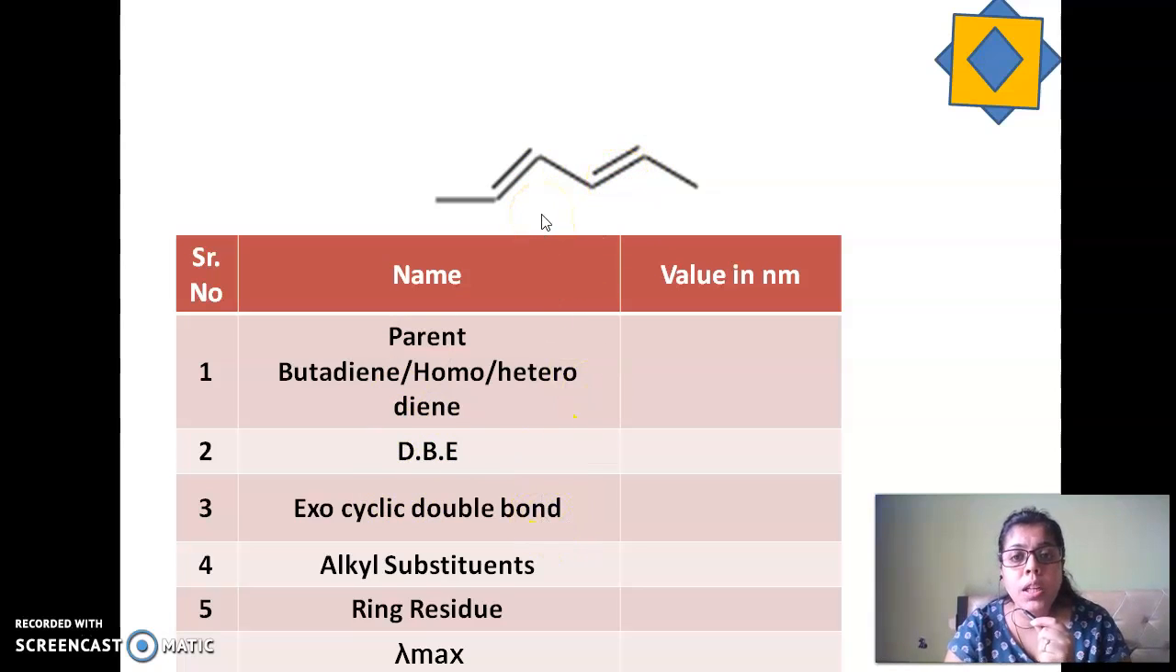Now we come to the alkyl substituents. Can you see two alkyl substituents? This is my parent butadiene. If I see this carbon, yes, I have one alkyl substituent. Here nothing, here nothing, here no, here yes, I have one. So these are the blue ones, which are two alkyl substituents. Do I have ring residues? No ring, no residues. Absolutely.